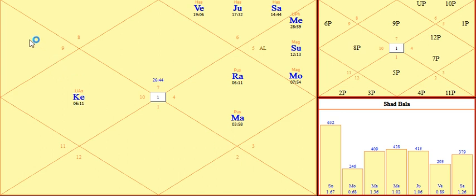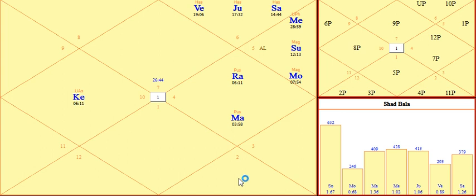So there are 4 exceptions. Whenever a house lord has gone 10 places away, then the fourth house from that house will become the pada. When the house lord has gone 7 places away, then the 10th house from that house will become the pada. When the house lord has gone 4 places away, then that house itself will become the pada. And when the house lord is in the same house, then the 10th house from that house will become the pada.